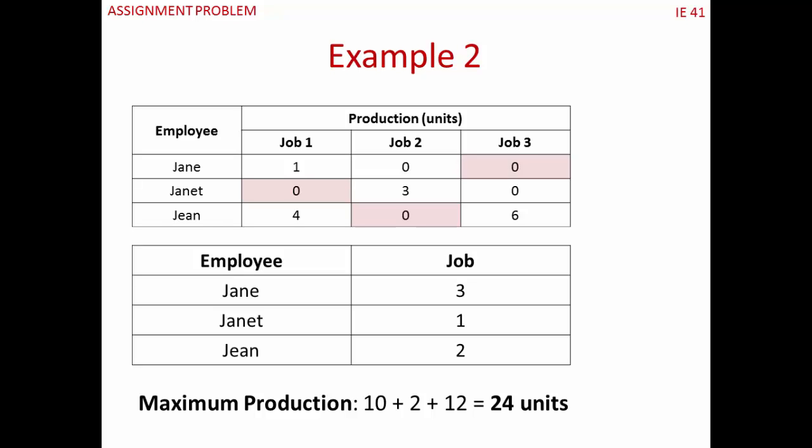And the maximum production in units is 10 plus 2 plus 12, which is equal to 24 units. You can try answering this again by following the second suggestion, constructing a pseudo-matrix and solving maximization assignment problems.